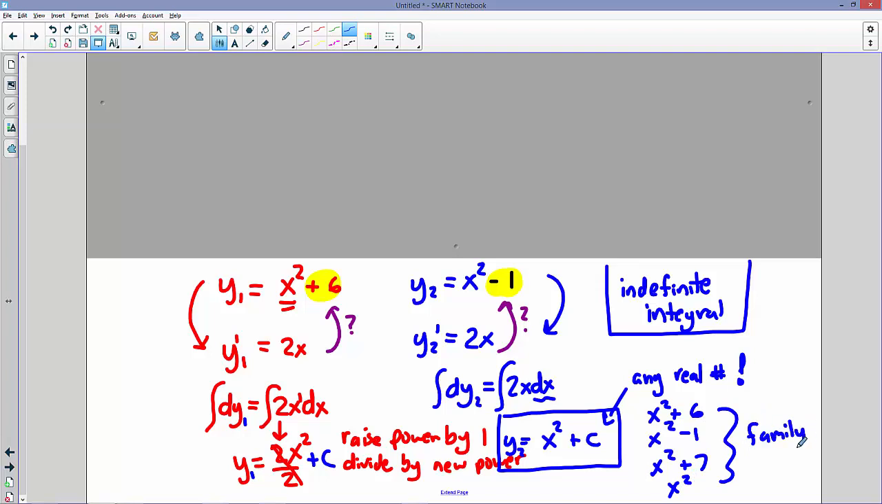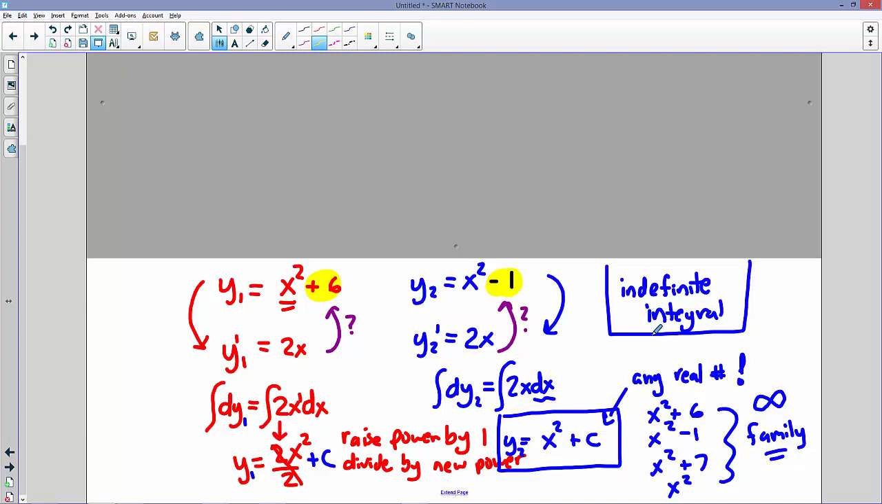And I'm only listing some of the family members here, of course, an infinite family, because all of these are possible answers to the question, what is the integration of 2x, right? Of 2x, the integration of 2x. Okay? And that's what we call an indefinite integral.